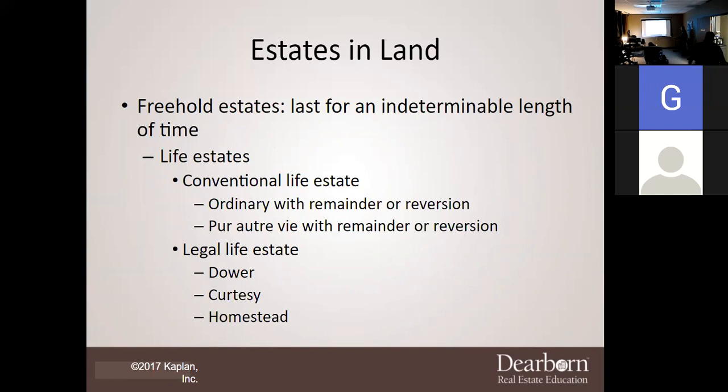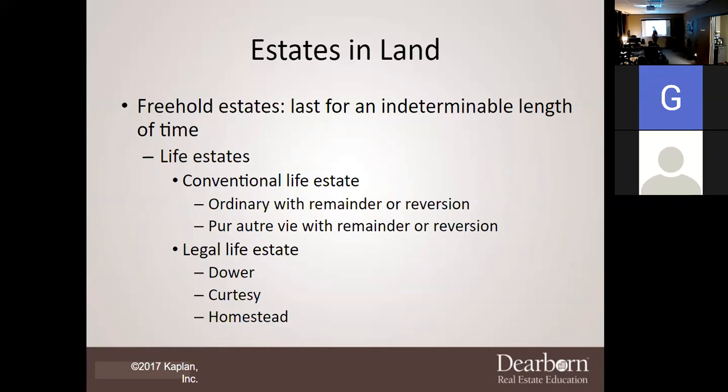Now, another one that we have is a freehold estate. As you can see, the definition is that it lasts for an indeterminable length of time. Now, the life estate in this situation, when we were talking about this, you have different types. You have what's called a conventional life estate, and you have a legal life estate. Now, a conventional life estate works in this method.